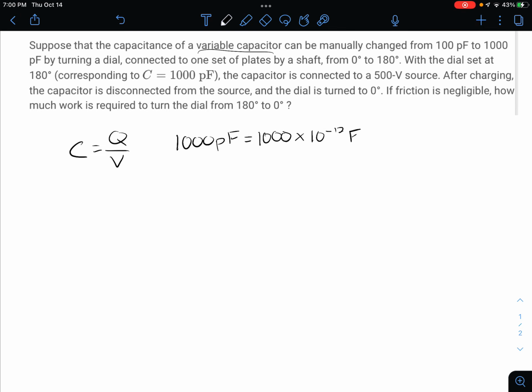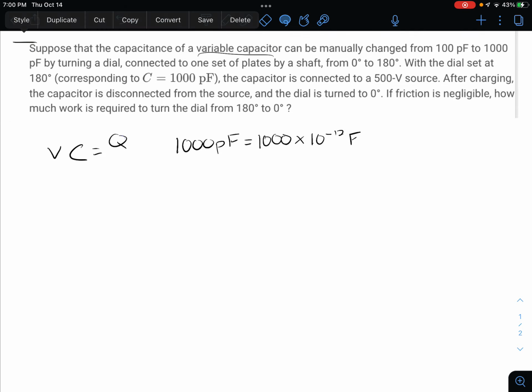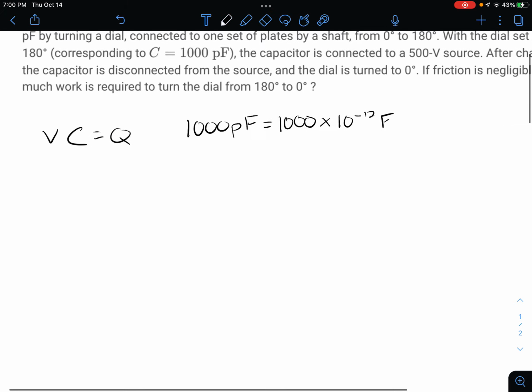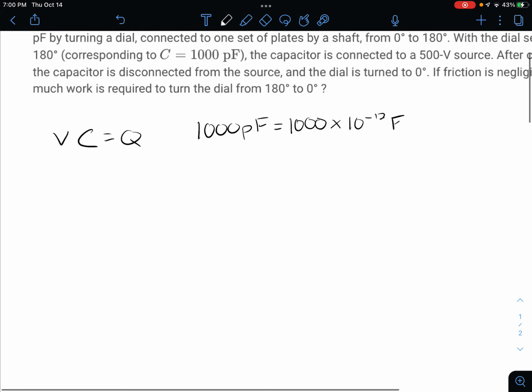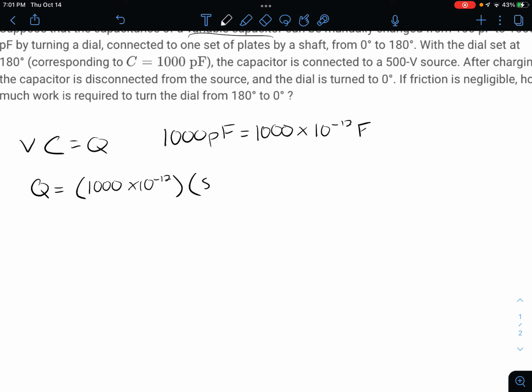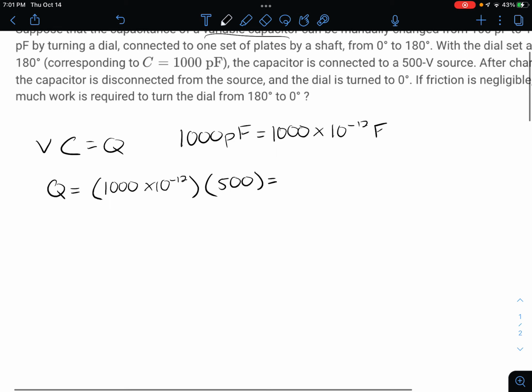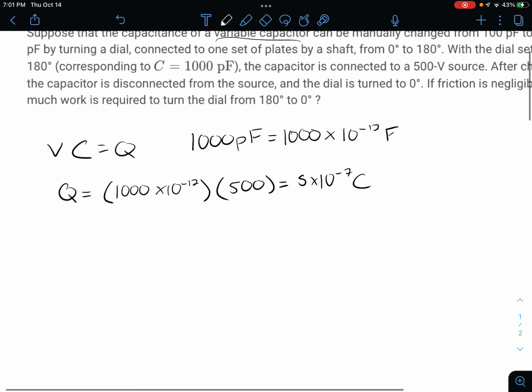So if we finagle around this expression over here, we get C times V is going to equal our Q, right? So we have our capacitance, we have our voltage up here, and so we're going to do Q equals capacitance 1,000 times 10 to the negative 12th times our 500 volts, and that's going to give us a charge of 5 times 10 to the negative 7 coulombs, right?